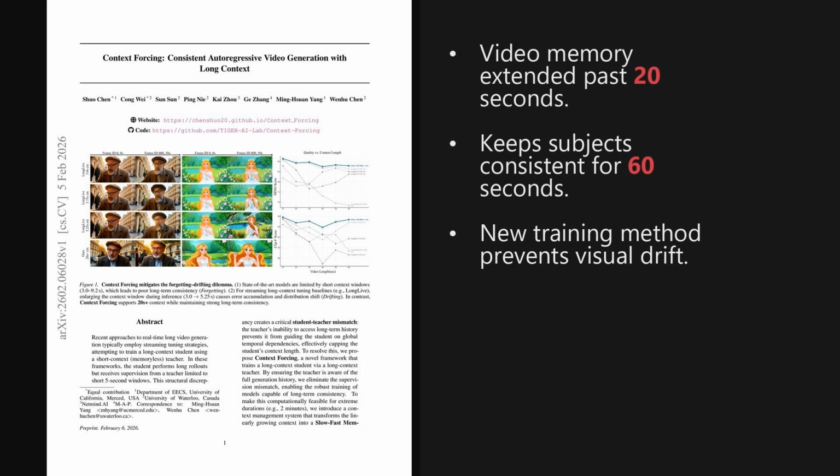So, wrapping up, the key insight here is that fixing the teacher-student mismatch allows autoregressive models to finally handle long durations reliably. By achieving an effective context length over 20 seconds, this framework opens the door to generating stable, minute-long videos without the subject drifting or vanishing.